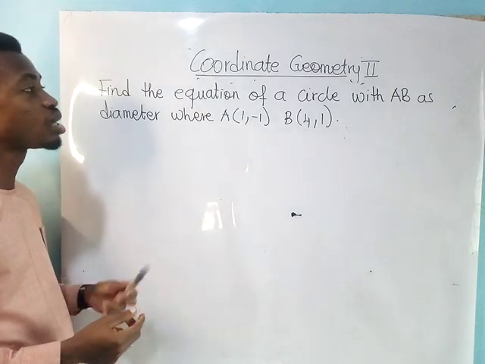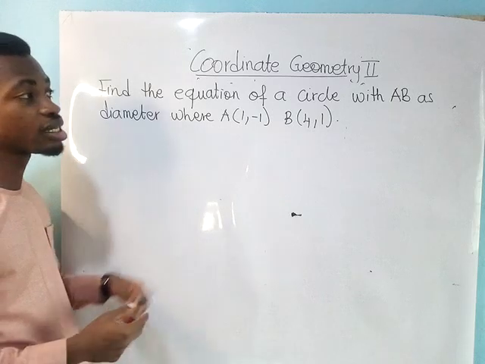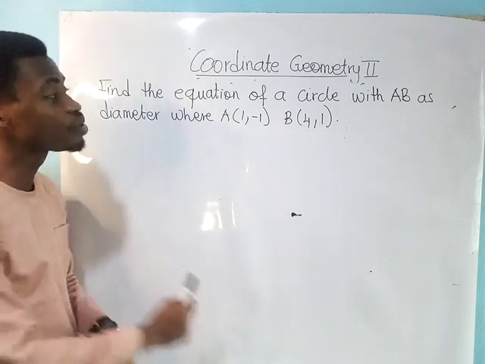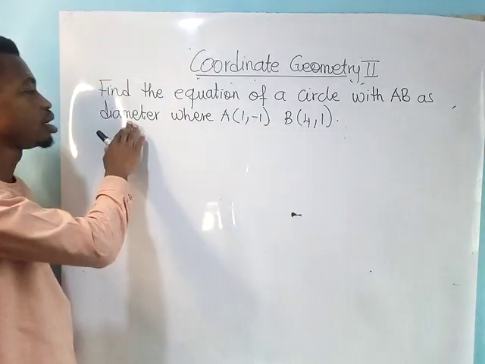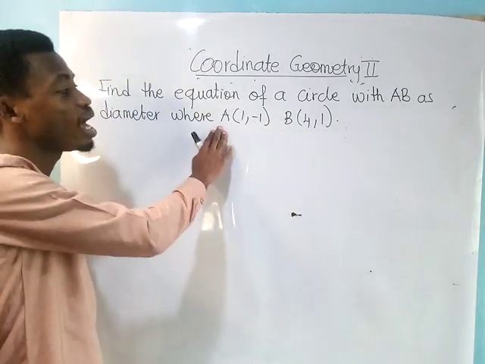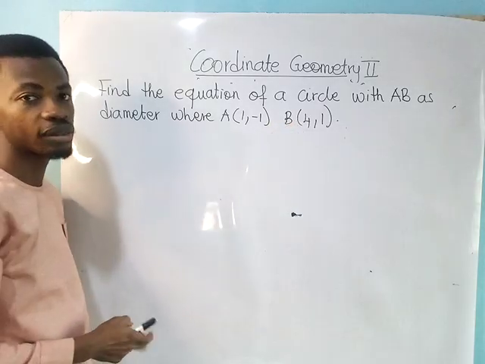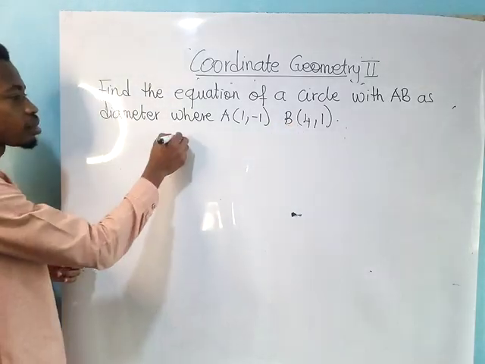And today we want to look at finding the equation of a circle when a diameter is given. So the question says find the equation of a circle with AB as diameter where A is (1, -1) and B is (4, 1). Now let's do this.